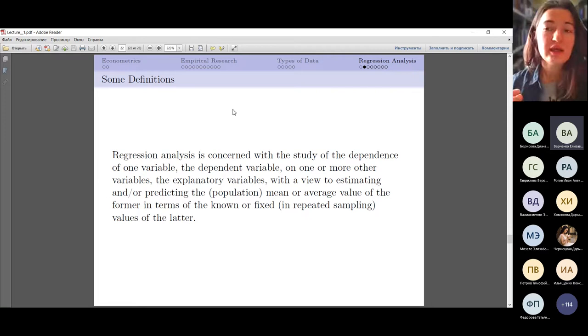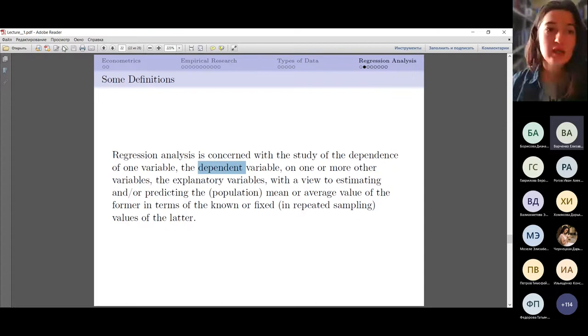And regression analysis, for now, you should understand as a specific technique concerned with the study of dependence of one variable, the dependent variable. You have already heard this definition today. And one or more other variables, which we call explanatory variables. And we want to estimate or predict, let's say, the population mean or average value in terms of the known or fixed values of the latter. So we use our sample, or several samples, to predict some effect on one variable and to make a conclusion about the population.